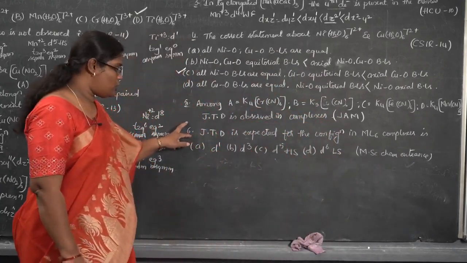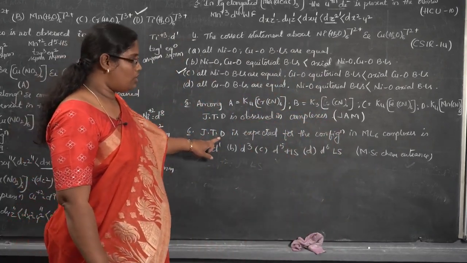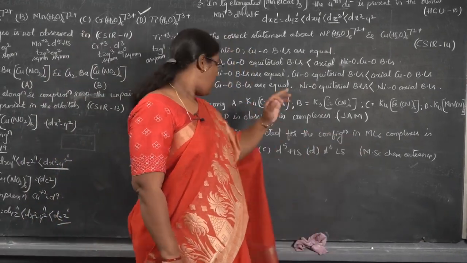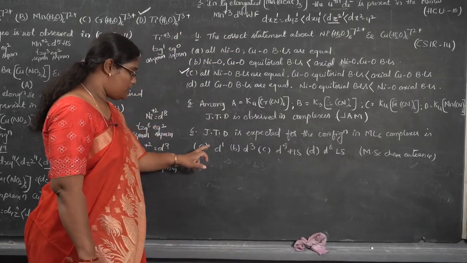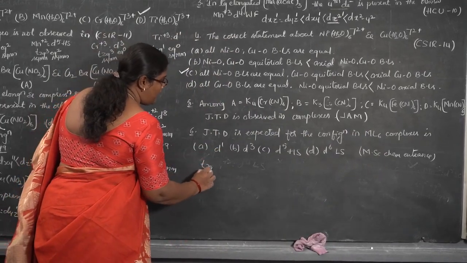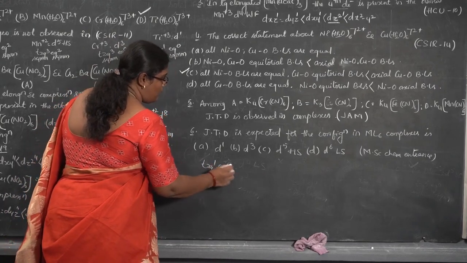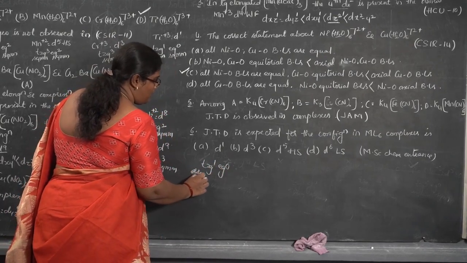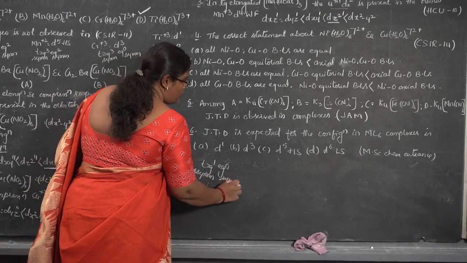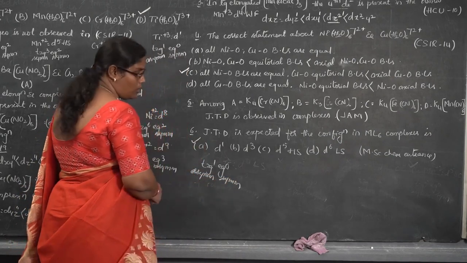So the last question is, Jahn-Teller distortion is expected for the configuration in ML6 complex. So you are given with different options. Let us see them. First one, D1. So how do you write D1? It is T2G1 Eg0. So T2G is asymmetric, Eg0 is symmetric. So you can observe the distortion.